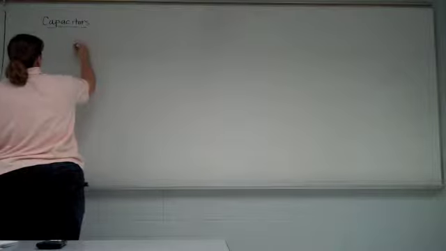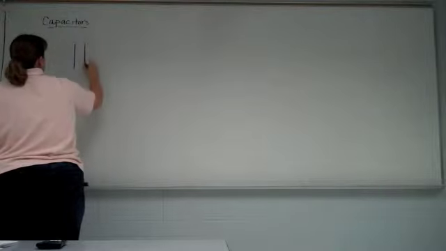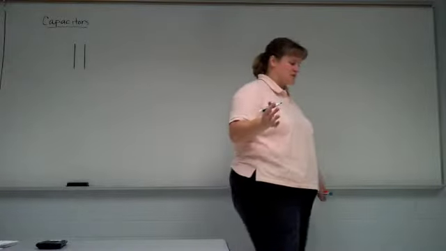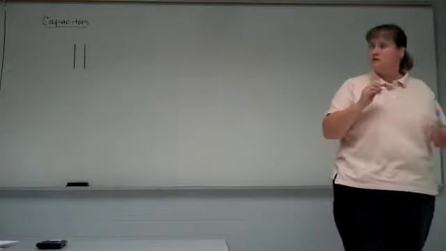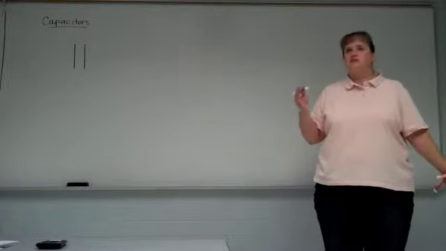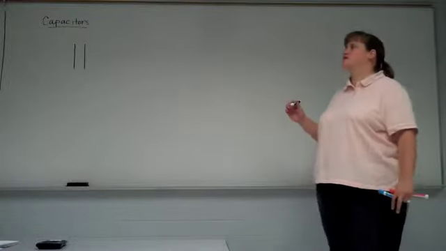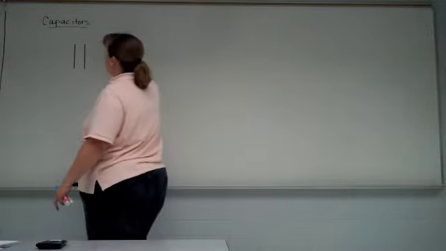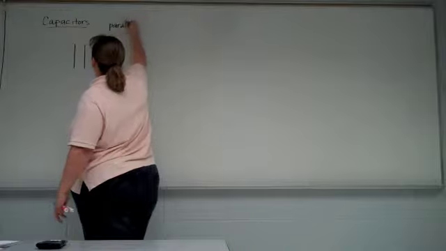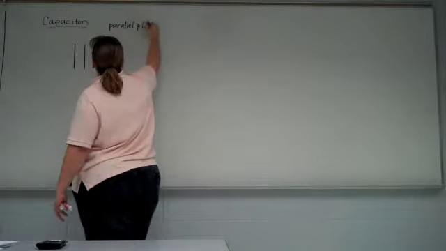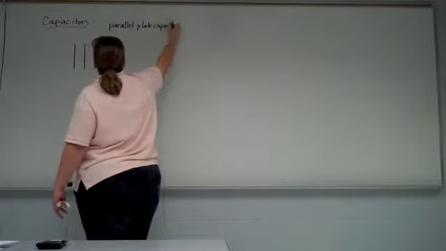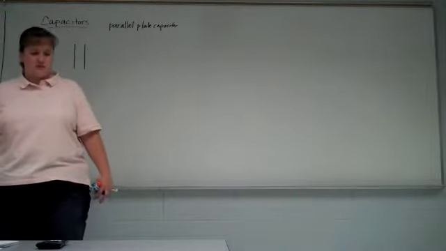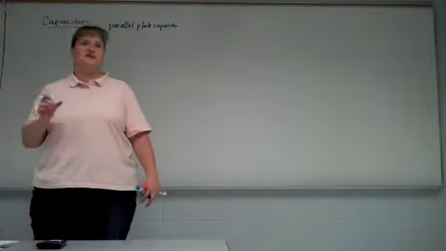So as a reminder, a capacitor is two conductors. The example I told you before is two parallel plates. They don't have to be just parallel plates. There's a variety of ways to make capacitors, but two parallel plates is common. We call this a parallel plate capacitor. Very unique. We're going to look at capacitors first with just batteries, so a constant potential difference.